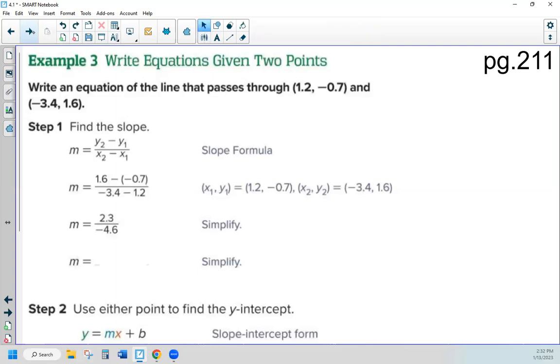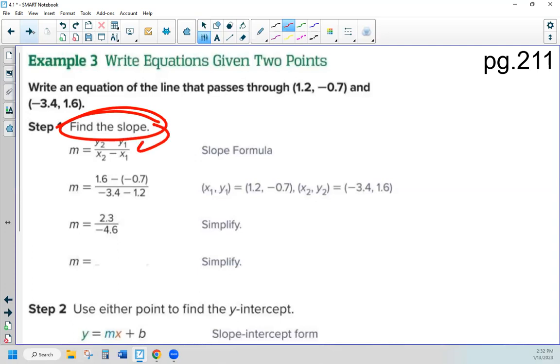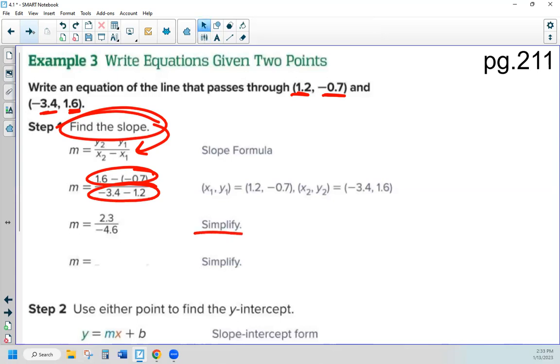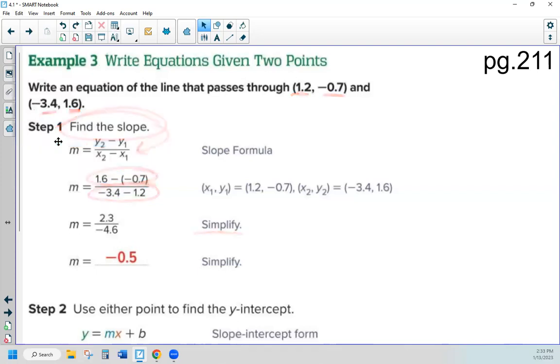So what do we do when we have 2 points? Well, when we have 2 points, find the slope, because with 2 points you can find the slope. Put them in the slope formula. You can see that they grab their y's, 1.6 and negative 0.7, and subtract them at the top. Then they grab their x's and subtract them at the bottom. Then they simplify, aka divide, and 2.3 divided by negative 4.6 gives negative 0.5. That right there is your slope.